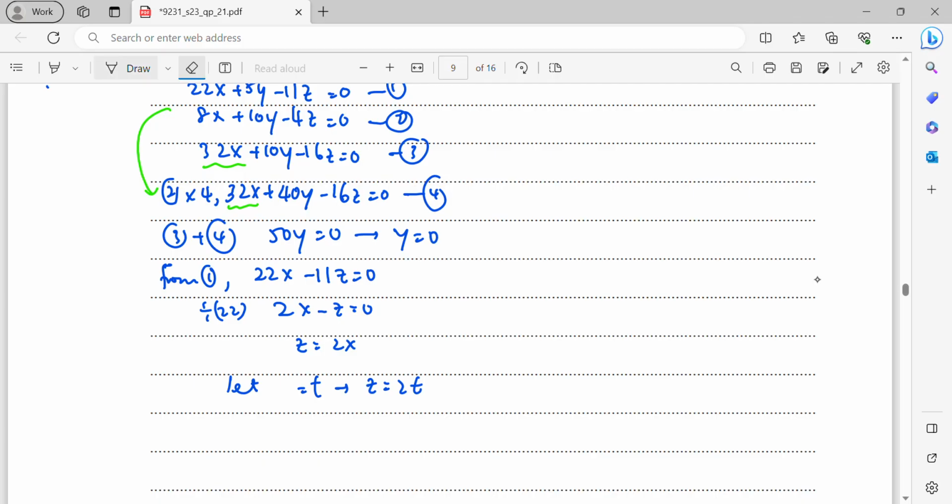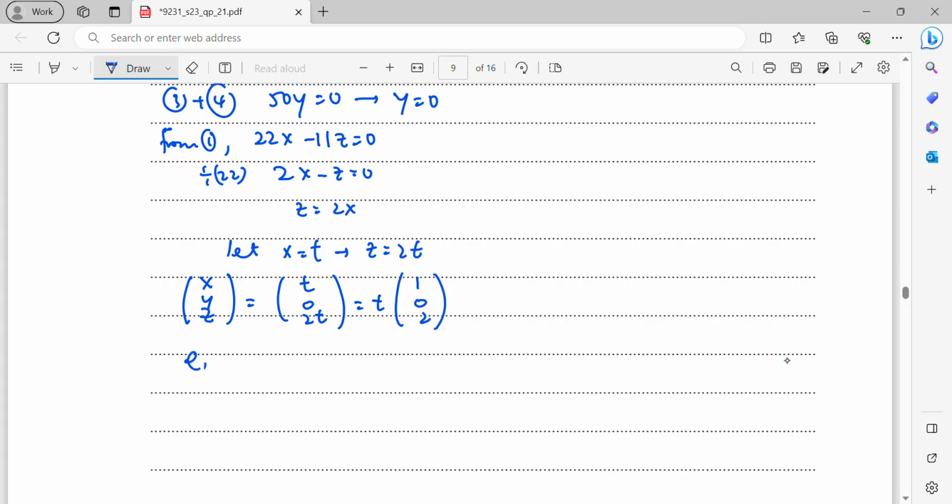After you get this, we can express the vector x, y, z. It will be x is t, y is 0, z is 2t. Then I can factorize the t. It will be 1, 0, 2. So the eigenvector E1 is 1, 0, 2 when lambda 1 is negative 4. So I have found the first eigenvector. Now we have to repeat for the other two lambda values.